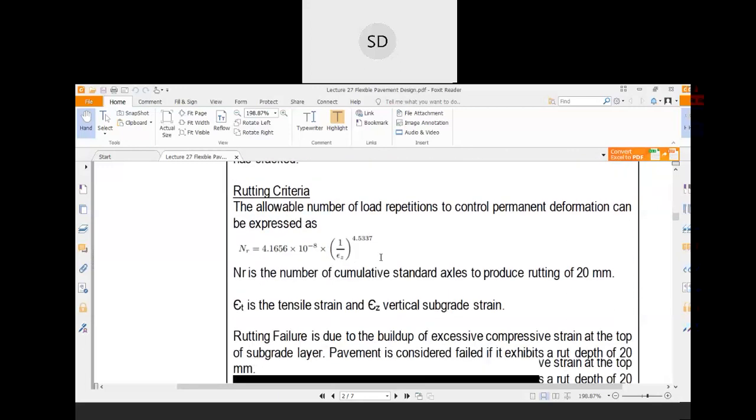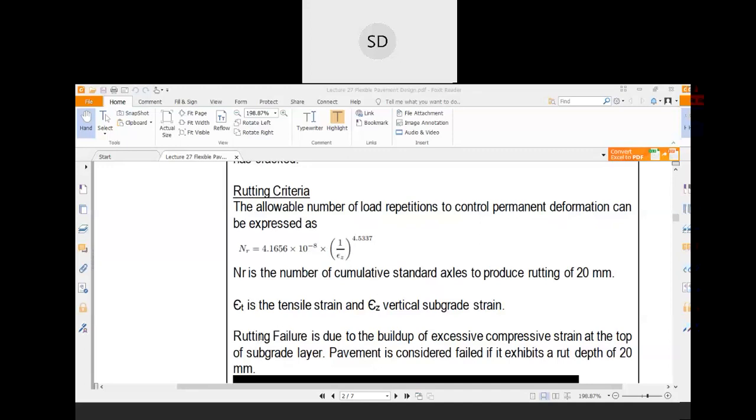Now, similarly, there is the rutting criteria. Okay, so in the rutting criteria, the allowable number of load repetitions to control the permanent deformation can be expressed as NR equal to 4.165 into 10 to the power minus 8 times 1 by epsilon Z to the power of some exponent, where epsilon Z is the compressive strain generated at the bottom of the base course, granular base or sub-base course.